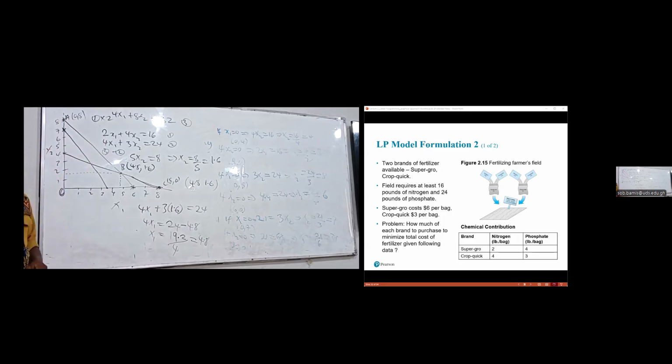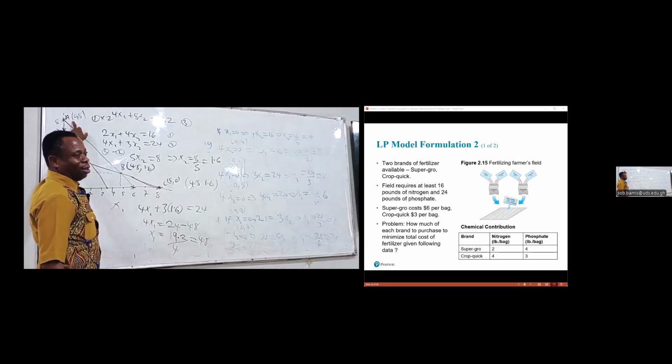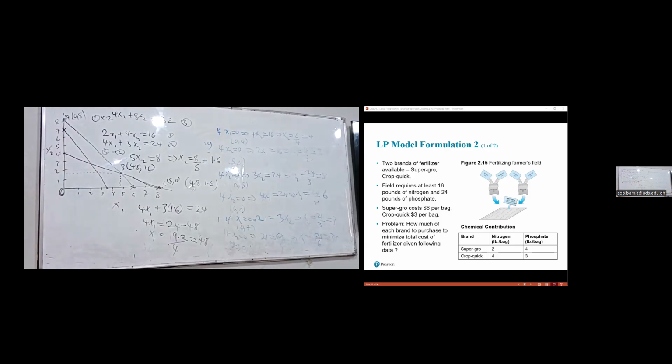If you are going to use this objective function line, the first point it will touch when it is leaving is A. So the solution is buy 0 bags of super glue and 8 bags of crop quick. So that's the advice we are giving to the farmer. We are saying that run away from super glue. It is too expensive. Buy crop quick bags and it will minimize your cost for you.